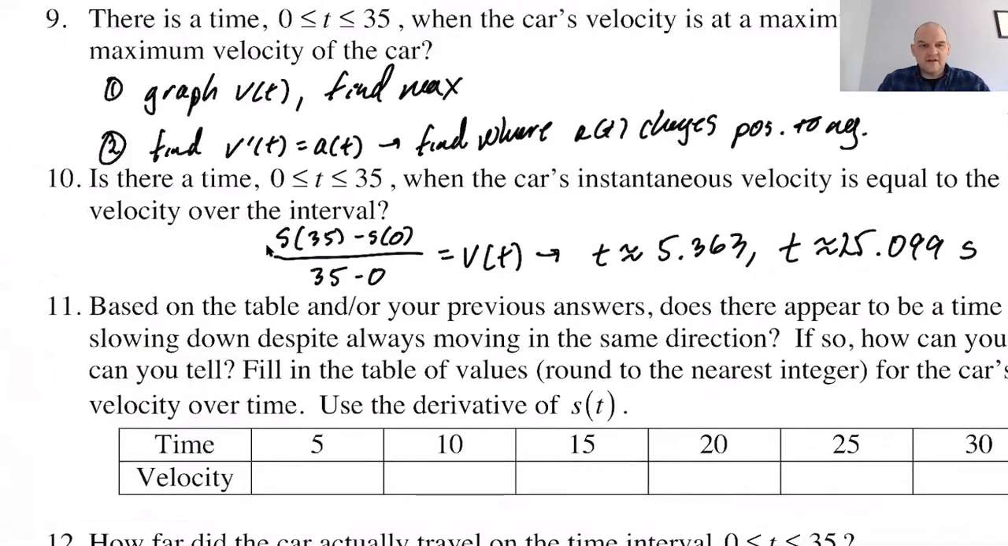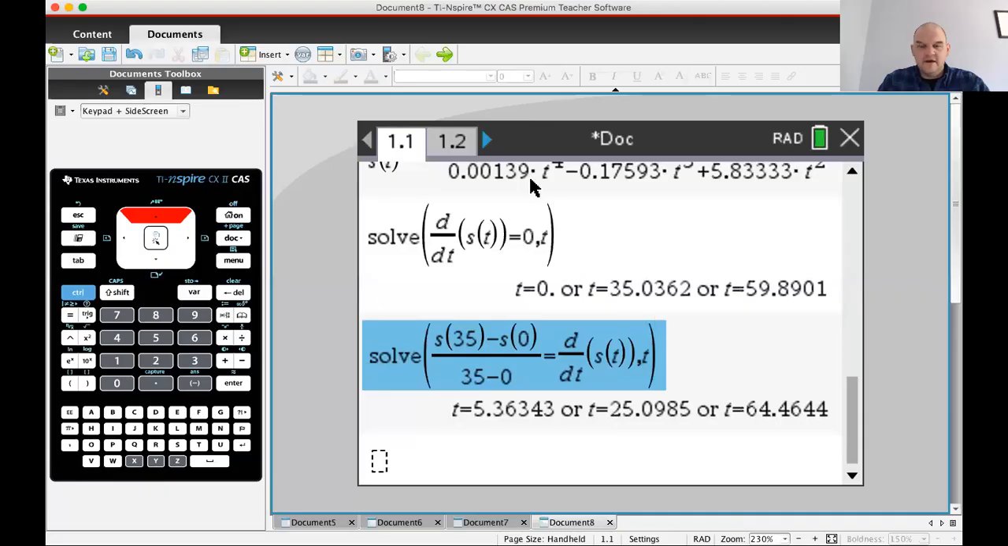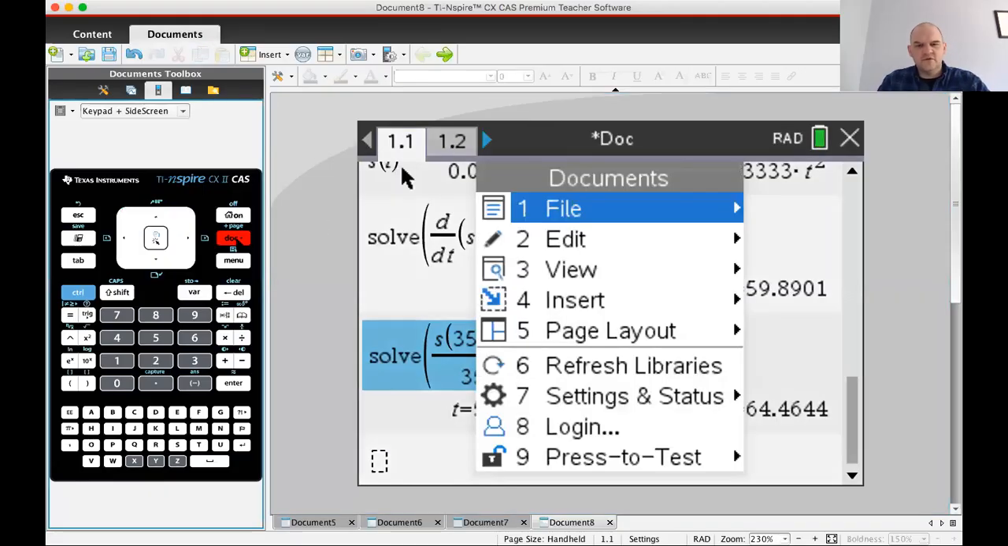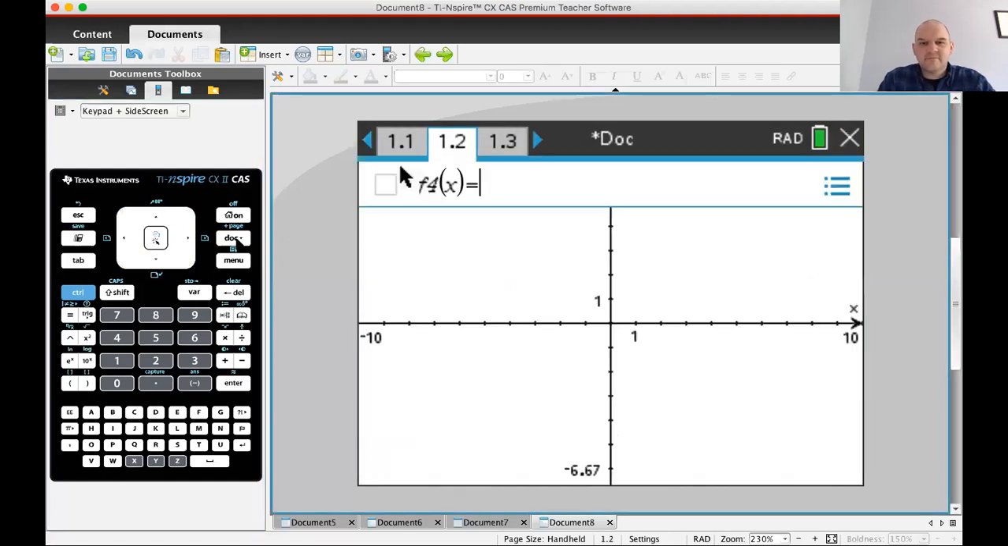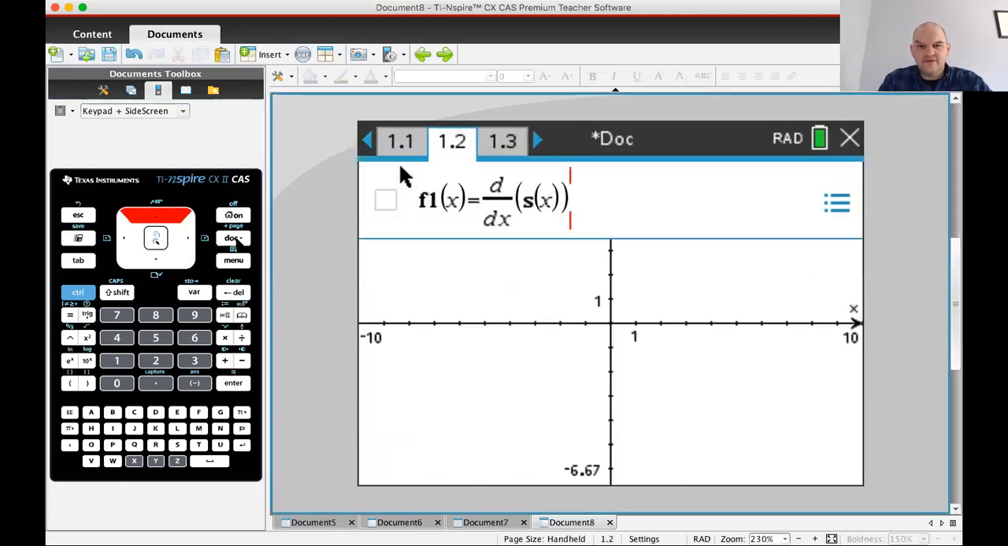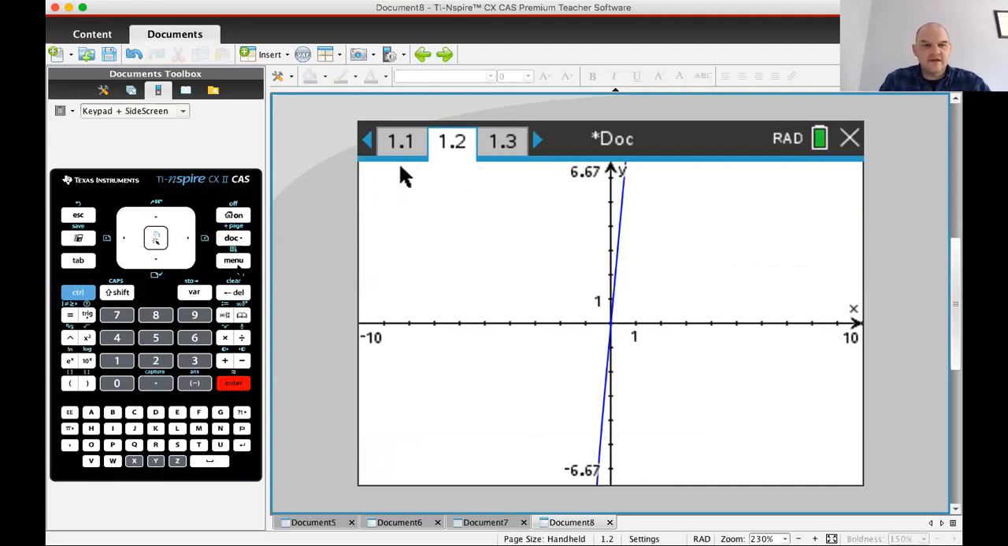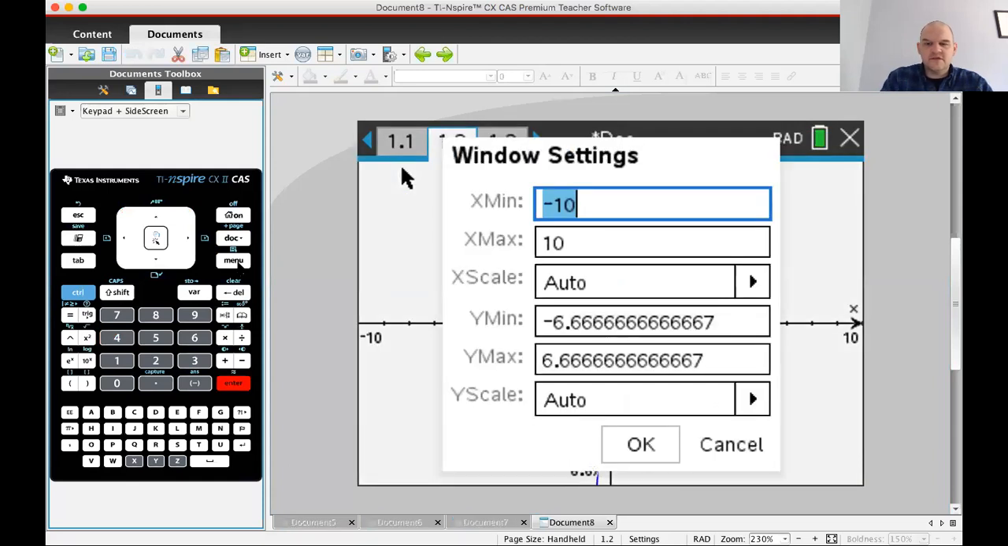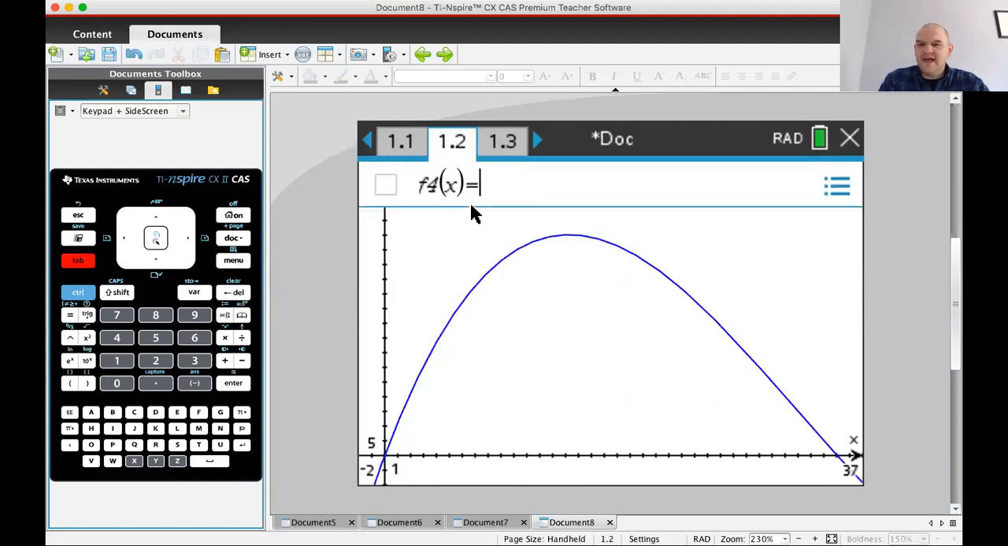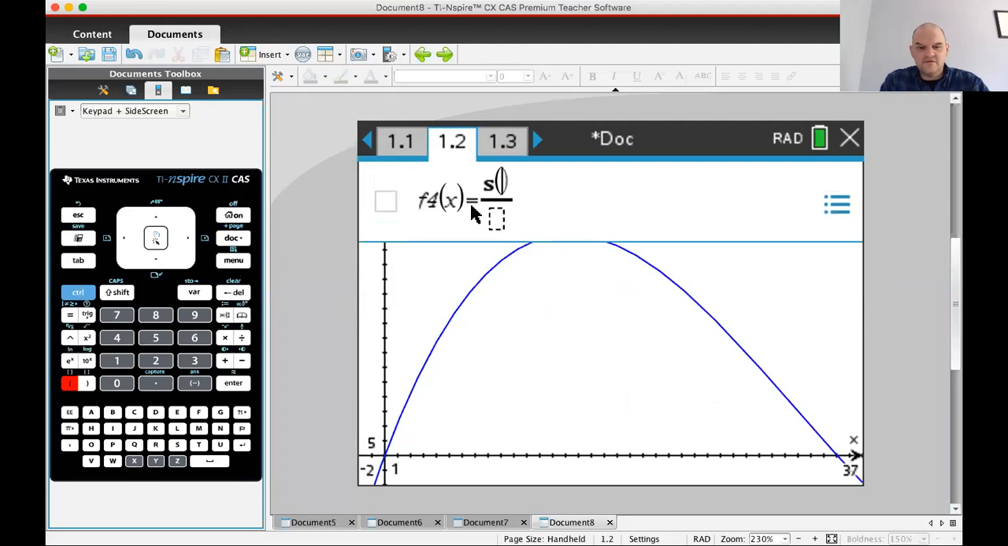So let me go back to the calculator for a second. And I'm gonna put in a new graph page. And I'm gonna regraph the velocity, right? Which is the derivative of position. So I wanna regraph this. I think we used a window that was pretty good. So like -2 to 37, and then like -10 to 100. Okay, and then I'm gonna add to this S of 35 minus S of 0 over 35 minus 0. So I'm adding the average velocity on the interval.